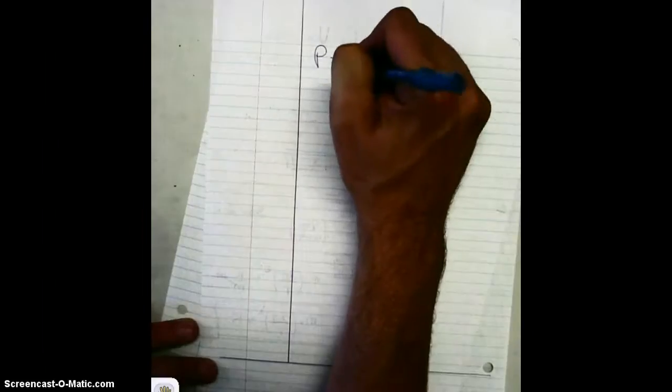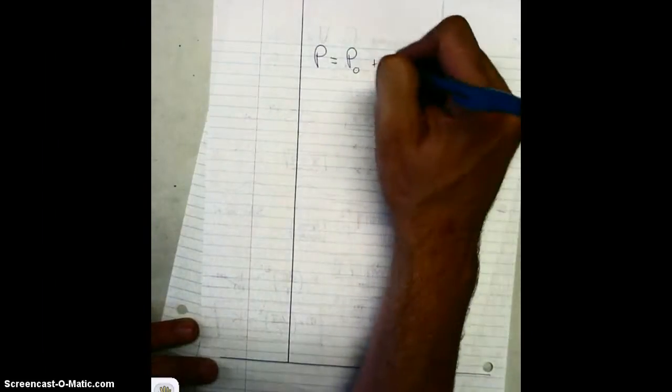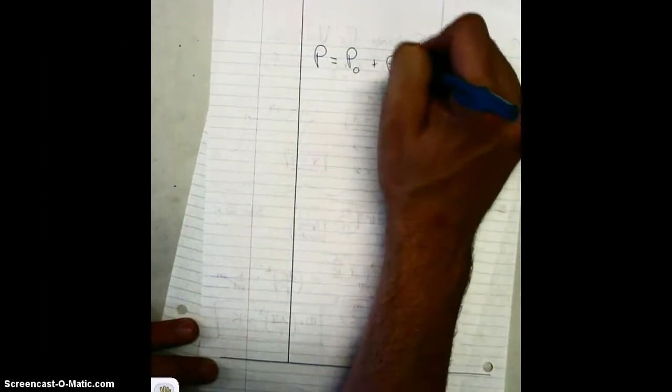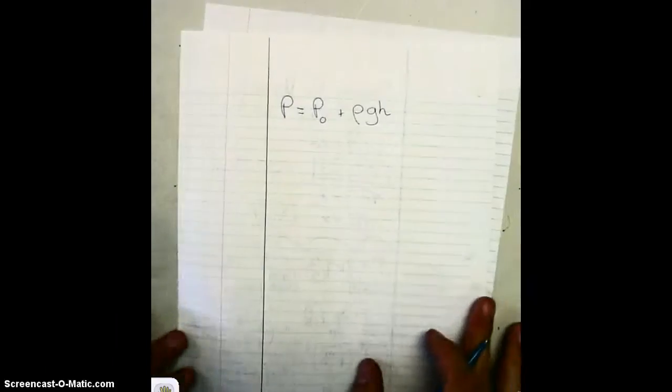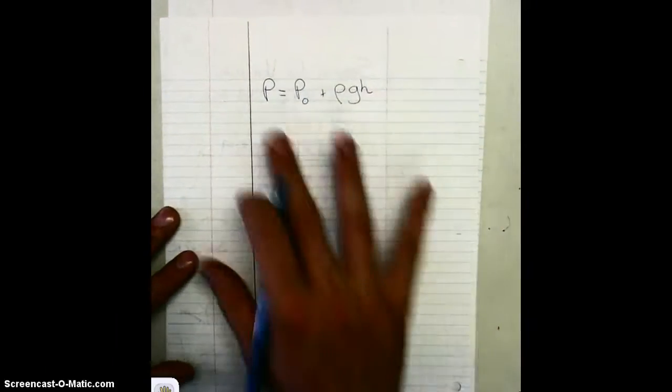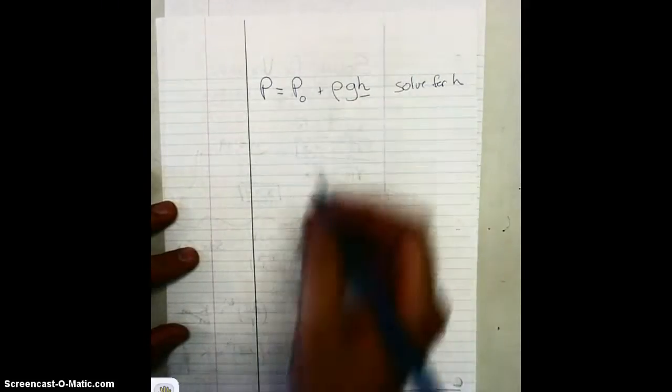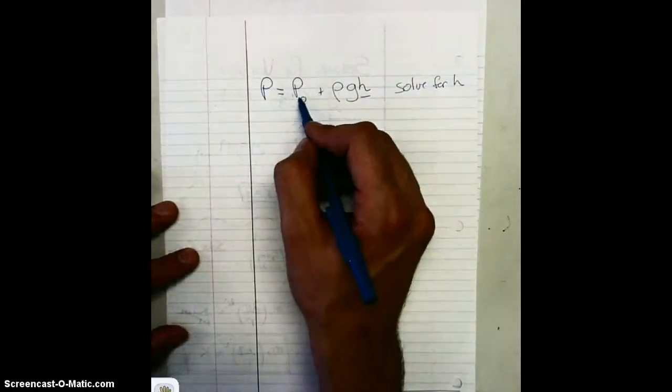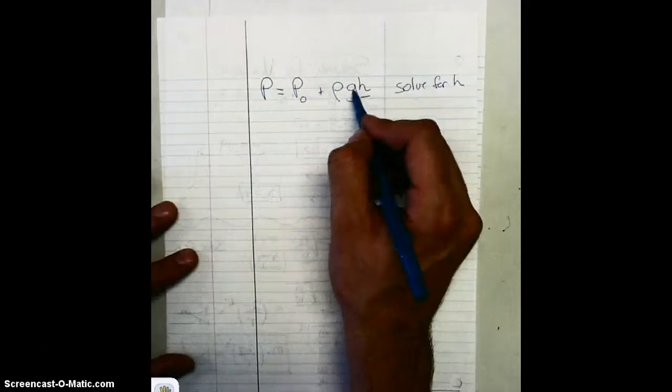Here's another equation for you. Pressure equals the initial pressure plus rho g h. Once again, this is an equation we will use in our class. I don't expect you to know what this is yet, but just know this is an equation we will use. I want you to solve for h. In order to solve for h, we need to get rid of this initial pressure and then the rho and the g.